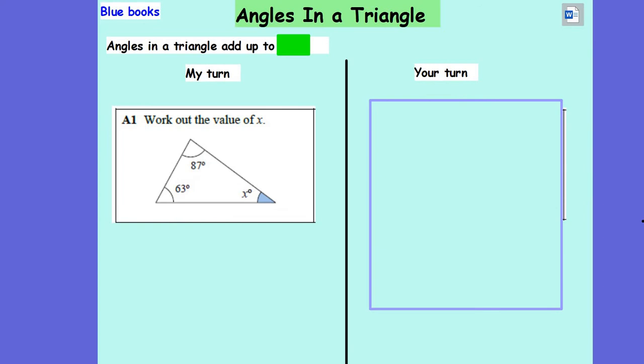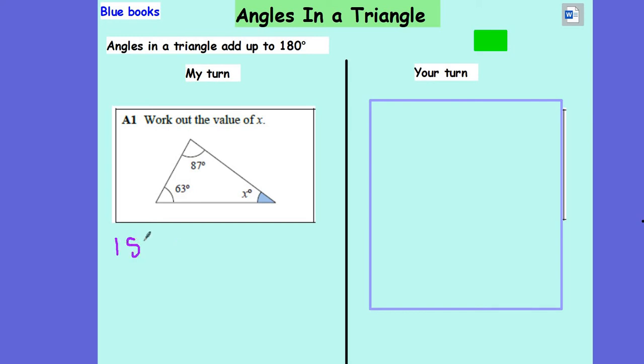So what can we do with this information? We know lots about triangles, but what do we know about the angles in a triangle? What do the angles in a triangle add up to for me, please, Lewis? Correct, they add up to 180 degrees, and we can use this to work out missing angles. Here I've got a triangle, it's got an 87 degree angle and a 63 degree angle, and I've been asked to work out what this missing angle is.